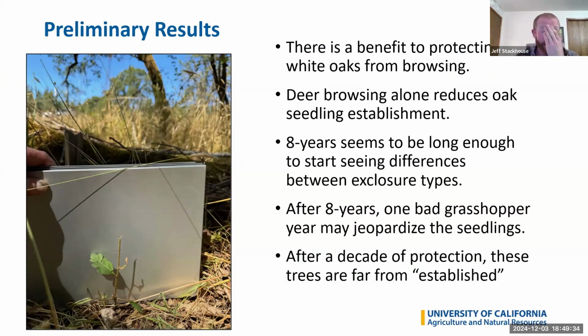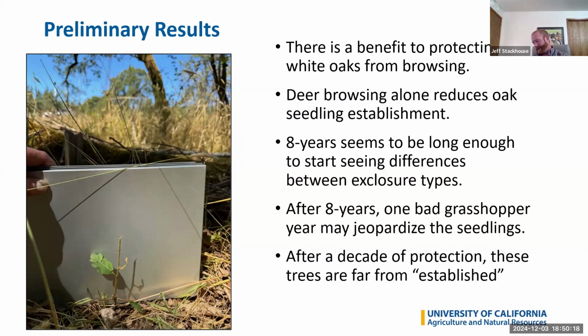So, summarizing in the last couple slides, I think our preliminary results show that there really is a benefit to protecting these things, right? No surprise. I think it's also clear that deer browsing alone reduces oak seedling establishment, and that 8 years is long enough to start to see that difference, but it sure as heck isn't enough to pull those fences and think that they'll survive on their own. After 8 years, I think our tallest trees are not quite to knee height or close to around knee height. So we're talking a long ways away from true release.